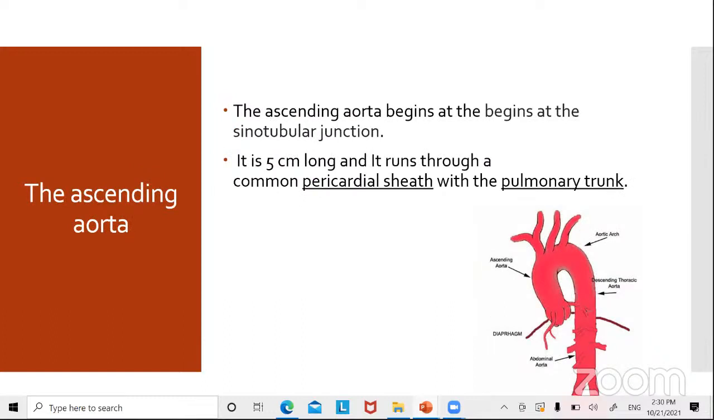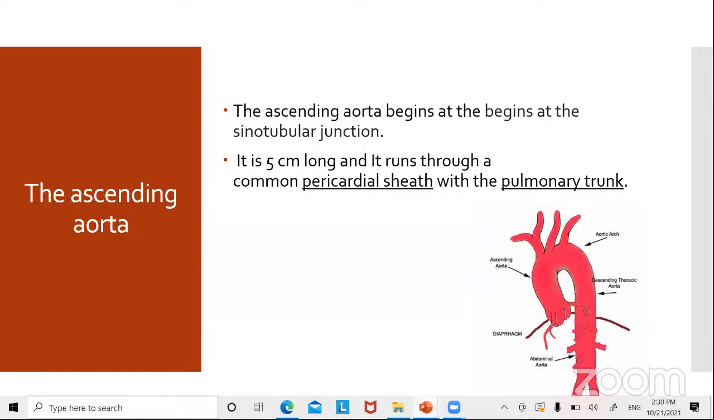The aortic root is the portion of the aorta beginning at the aortic annulus and extending to the sinotubular junction. It is sometimes considered as a part of the ascending aorta, and it can be considered as a separate entity from the rest of the ascending aorta. So mainly the ascending aorta begins at the sinotubular junction. It is 5 centimeters long, and it runs through a common pericardial sheath with the pulmonary trunk.